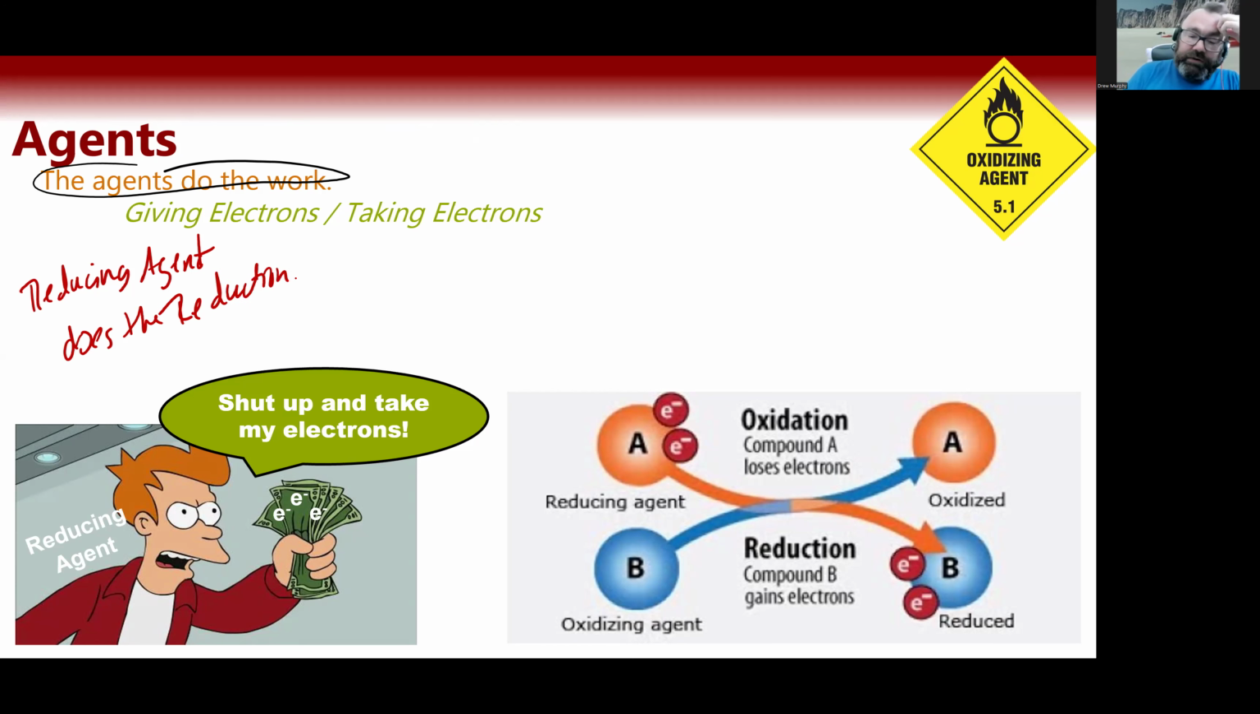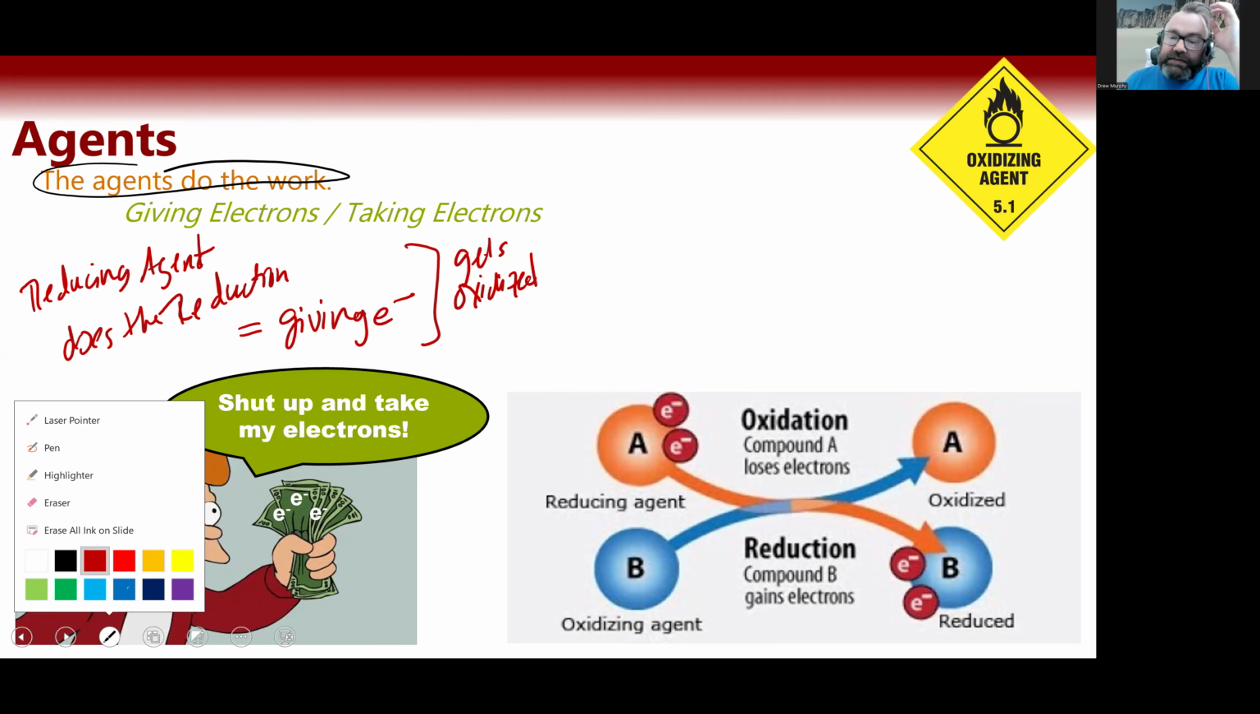Okay, so our reducing agent is really good at giving electrons. When it gives away its electrons, it gets oxidized. So you can find what the reducing agent is because it's the thing that gave up its electrons. It's the thing that got oxidized. So if it lost its electrons, then it's the reducing agent.